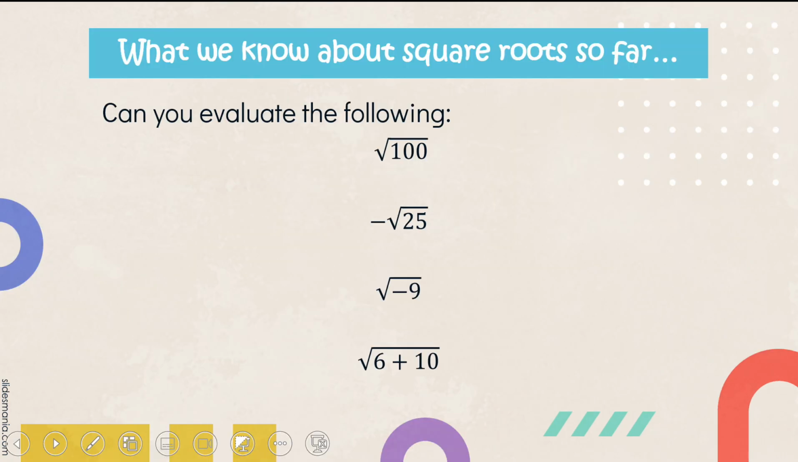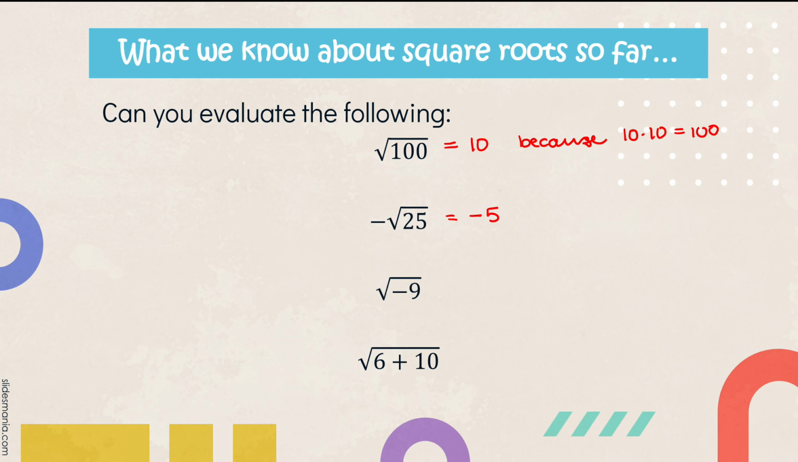Here are some questions. Can you evaluate the following? So, for example, the square root of 100. Well, the square root of 100 is 10, because 10 times 10 equals 100. It has a perfect square root. Okay, now the negative square root of 25. Well, the square root of 25 is 5, and then we just make it negative. So that works out fine. And the square root of 25 is 5 because 5 times 5 is 25.